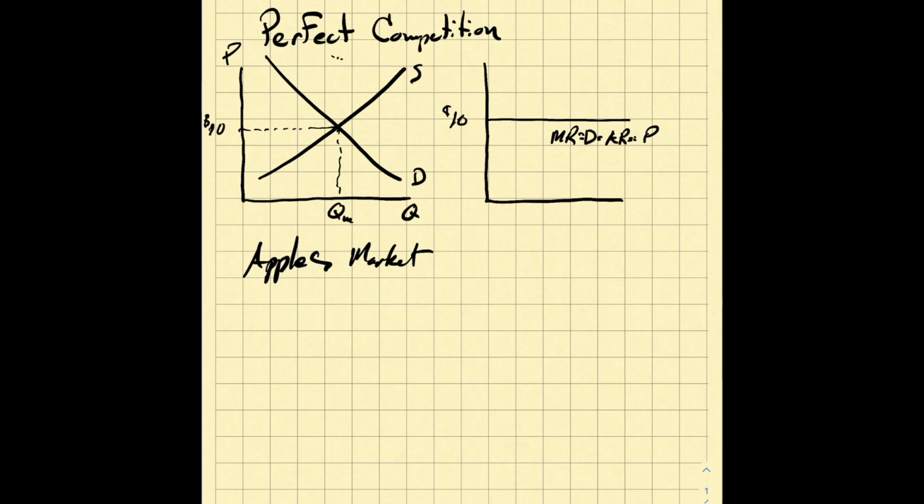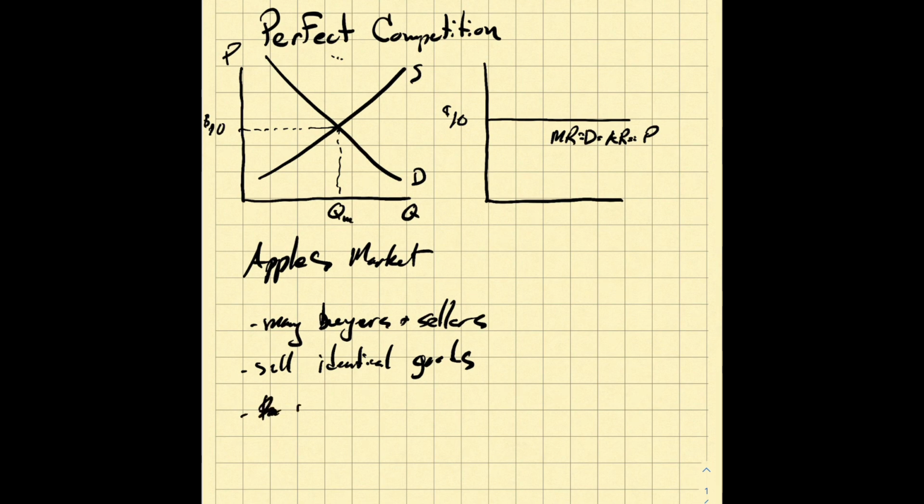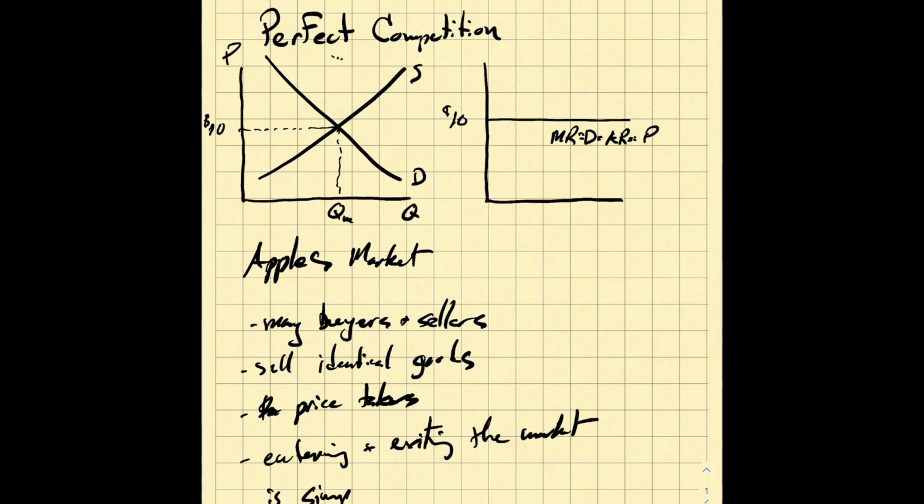There are other things like that, other fruits, other products that don't differ that much. Milk is another one. All of them are examples of perfect competition because you have many buyers and sellers. They all know the price, they sell identical goods, and the sellers are price takers. Also, entering and exiting the market is relatively simple, with few restrictions.